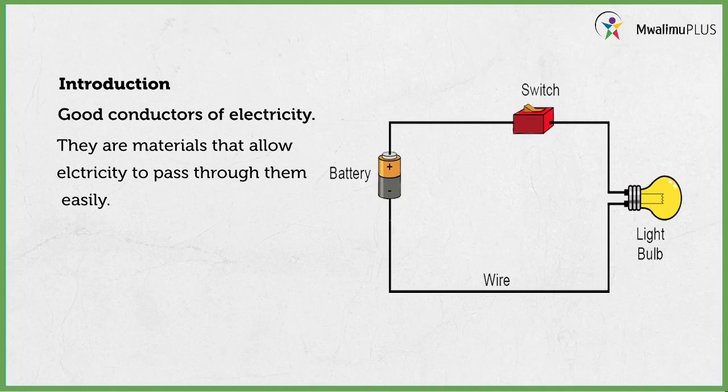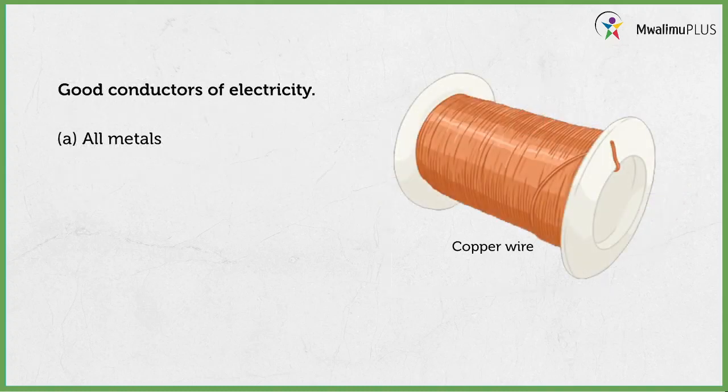Let us look at the picture there on the screen. What are you able to see? Very good, learners. From the screen, we have a copper wire. Copper wire is an example of materials that conduct electricity. And you need to know that all metals conduct electricity. Can you name some of the metals that do conduct electricity?